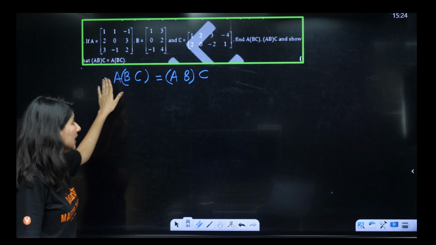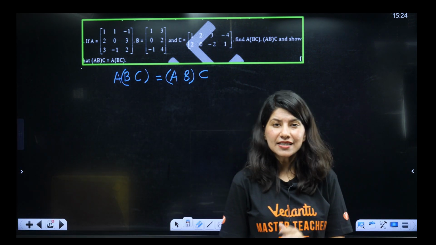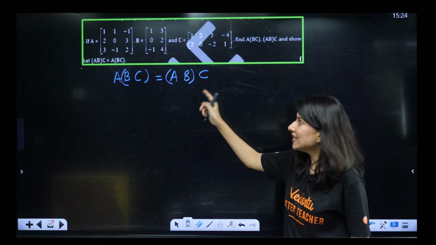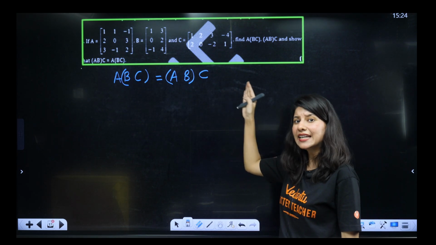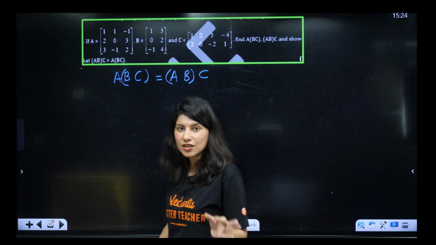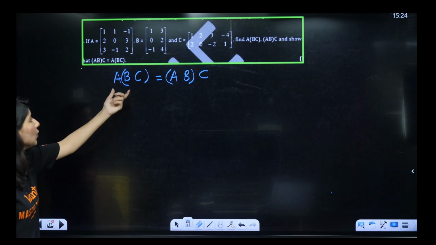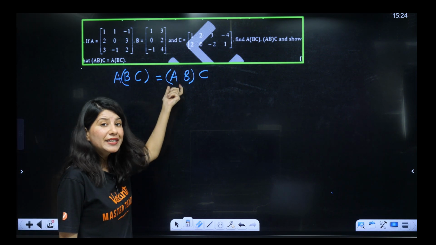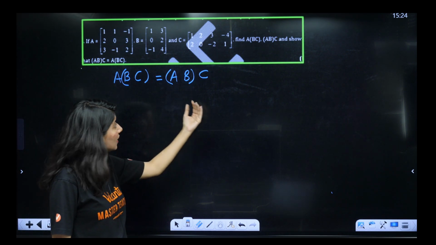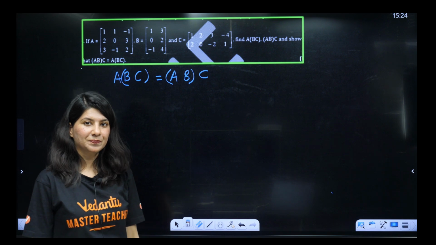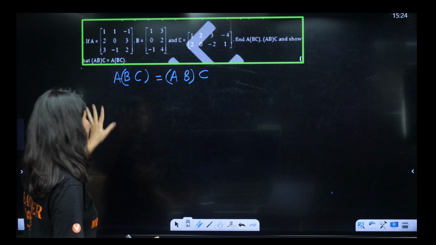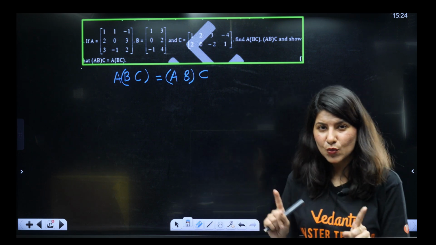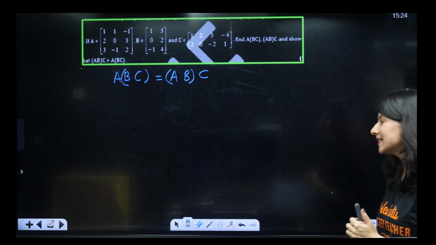Understand, in both the left hand side and right hand side, the order is not changing. A is coming first, then B, then C, and on the right hand side, A first, B second, C third. But here you are doing BC first and then pre-multiplying A. Here you are doing AB first and then post-multiplying C. So let us start with the left hand side. Then the same thing we have to do on the right hand side. We need to match whether the final matrix which we are getting is the same or not.